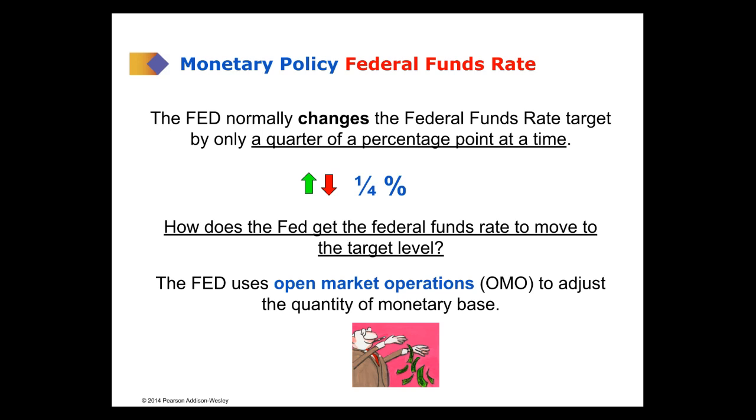Now, they set the federal funds rate target, but they don't actually set the federal funds rate. That, as I mentioned before, is determined by the banks who are lending and borrowing from each other. So how does the Fed get the actual rate to equal the target? Well, they conduct open market operations to adjust the quantity of the monetary base, the amount of money in the system. And then if they do that right, then they can have the actual interest rate, the federal funds rate, move to be equal to the target.